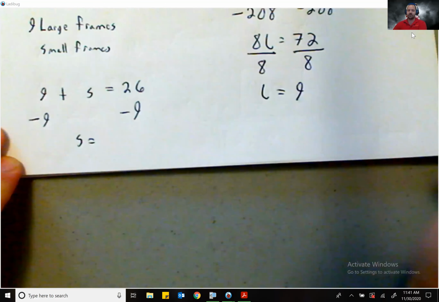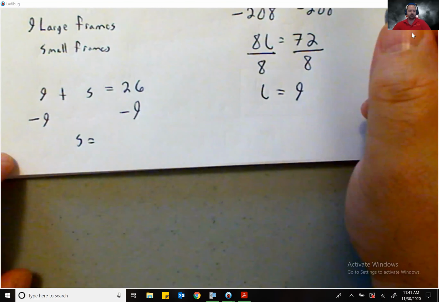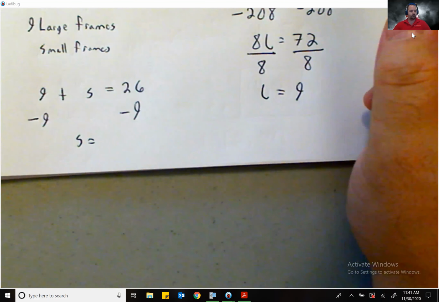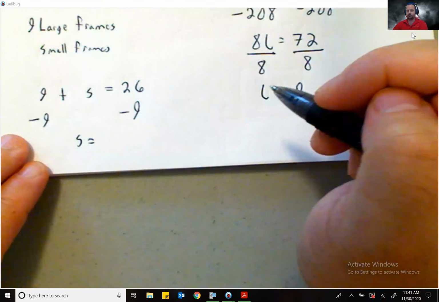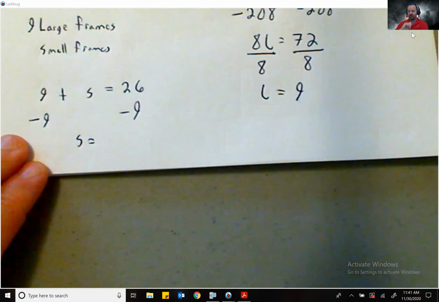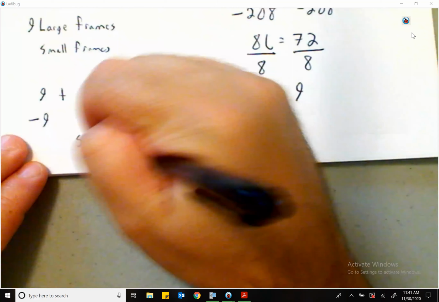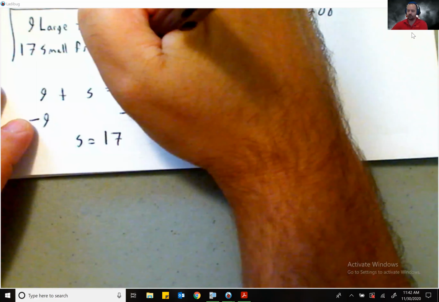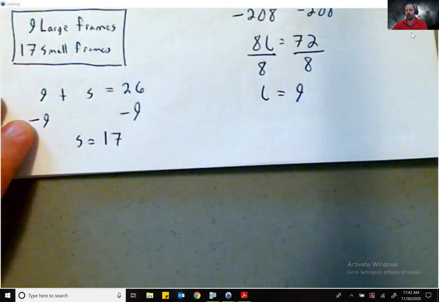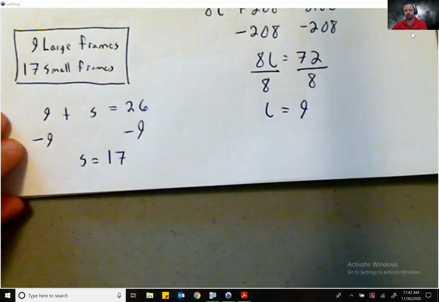How many small frames did we buy? 17. Yay. And there's your answers. 9 large frames, 17 small frames.